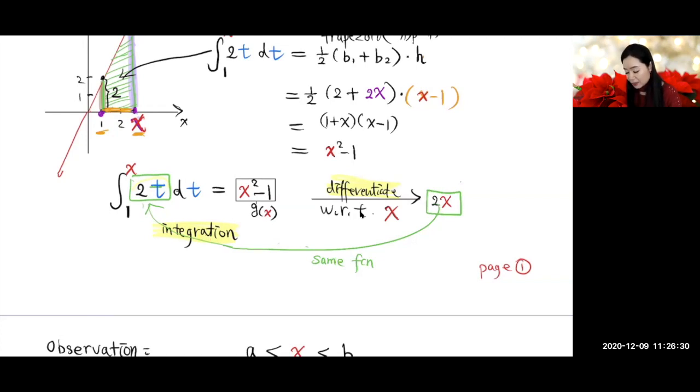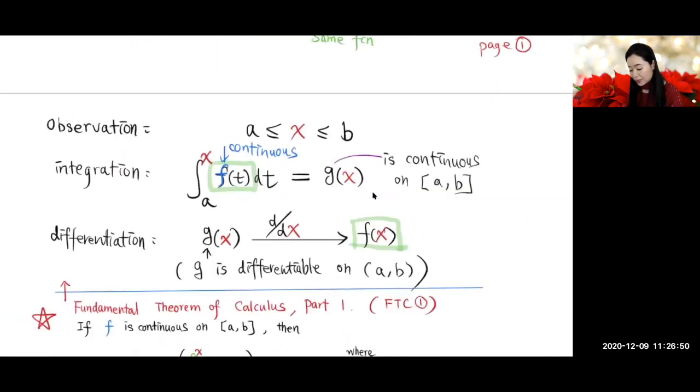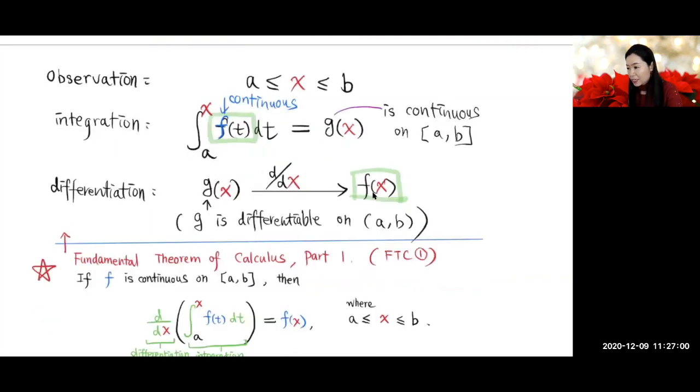So if you integrate the function from a constant to x, and then later differentiate that with respect to x, you end up with the same function, except that you just need to replace the t here by x. So that's the observation. You get back to the same function that you start with. So this is actually the Fundamental Theorem of Calculus part 1. That's what this is about.